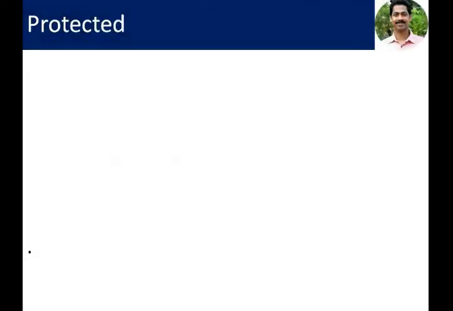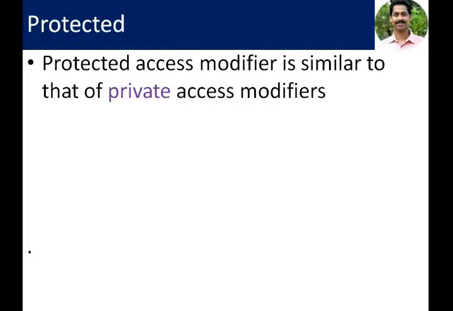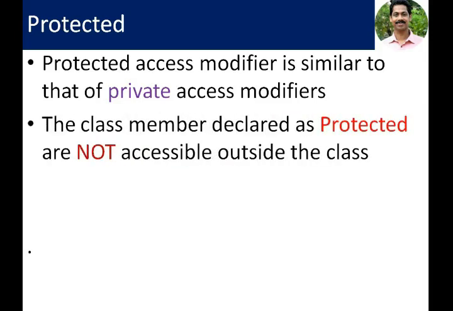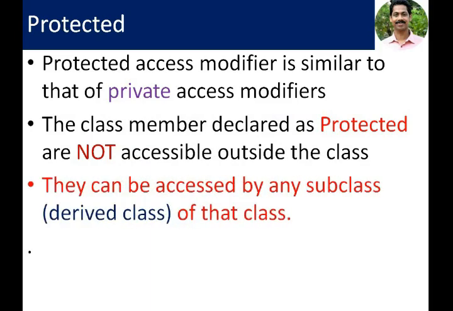Then protected. A protected access specifier is somewhat similar to that of private access modifiers. The class members declared as protected are not accessible outside the class, but they can be accessed by any subclass of that class. This is the difference between private and protected. All other factors are similar to private, but the only difference is when we are using variables in a derived class. This is part of inheritance, and we will learn more about protected during inheritance.